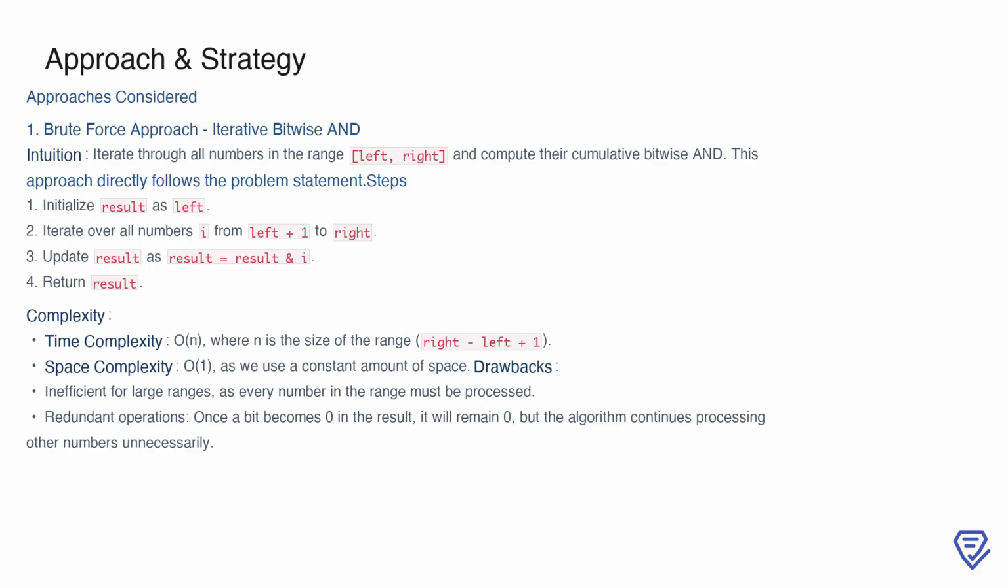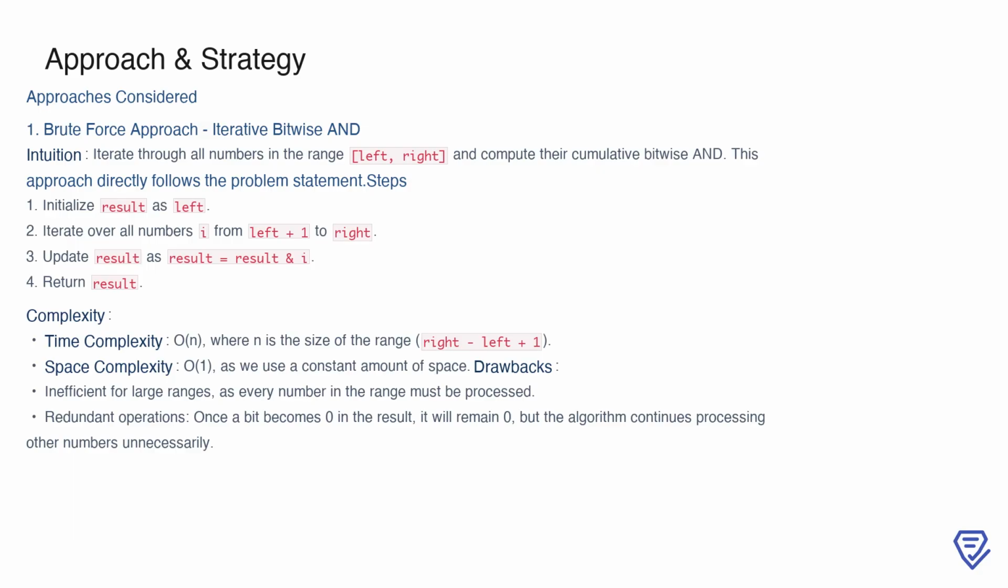Then, for each subsequent number, we update the result by performing a bitwise AND operation between the current result and the number. Once all numbers in the range are processed, we return the final result. While this approach directly aligns with the problem statement, it has significant drawbacks.